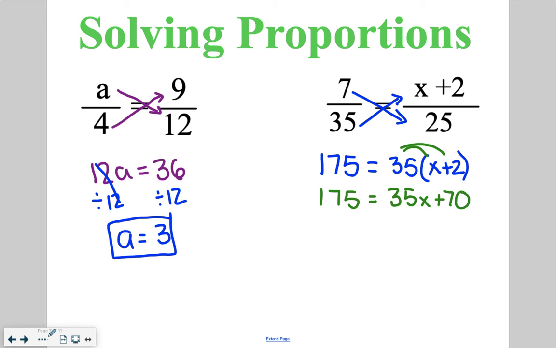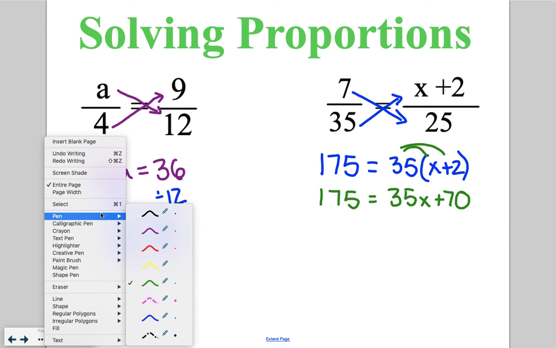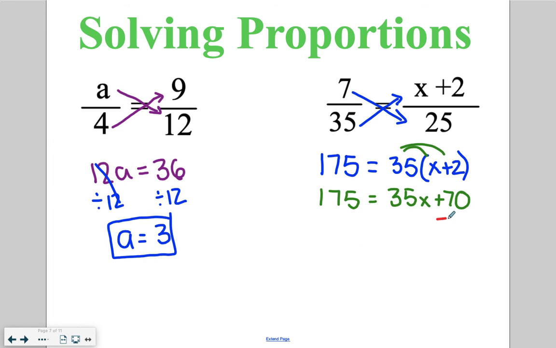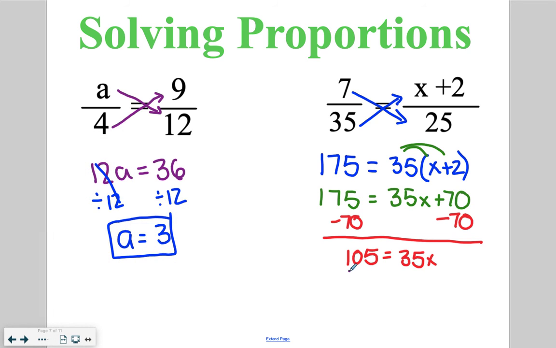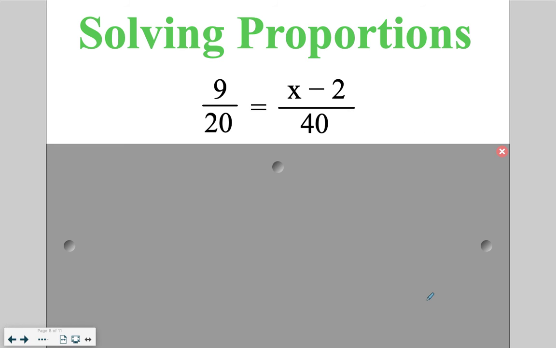Now we need to continue solving for x and isolating that variable. So I'm going to go ahead and subtract 70 on both sides. When you do that, you're going to have 105 is equal to 35x. And in order to finish solving for that x, you are going to have to divide both sides by 35, which is going to give you an answer of x is equal to 3. So this cross product property allows us to solve proportions if they have a variable. Go ahead and try this one on your own.